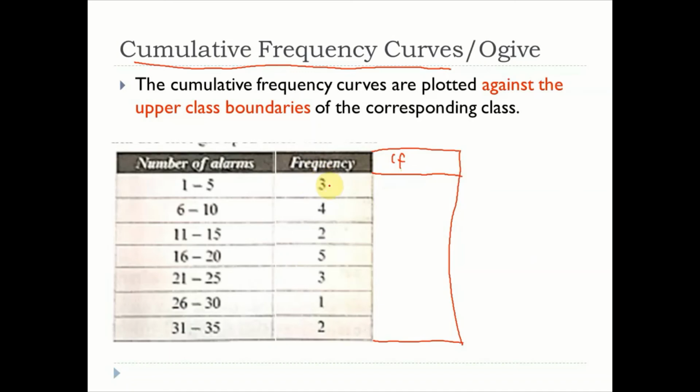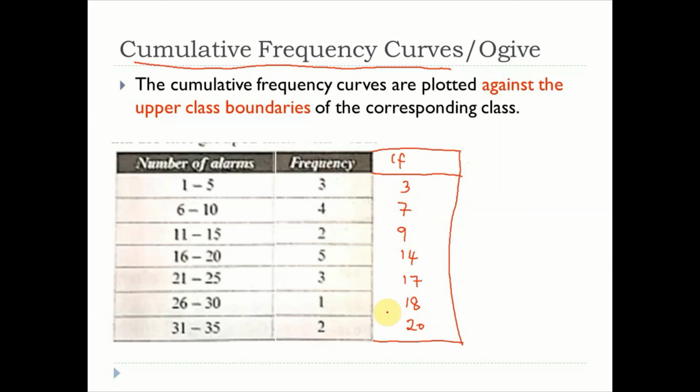So, ni 3 kan? So, first you letak 3. And then, yang ni patutnya apa? 3 tambah 4, 7. 7 tambah 2, 9. So, ini patutnya 9 campur 5, 14. 14 campur 3, 17. 17 campur 1, 18. 18 campur 2, 20. So, this is cumulative frequency. Mula tulis, and then tambah, and then tambah.